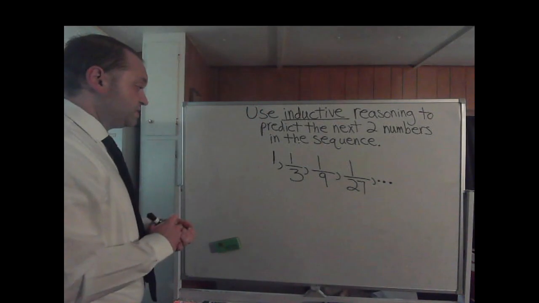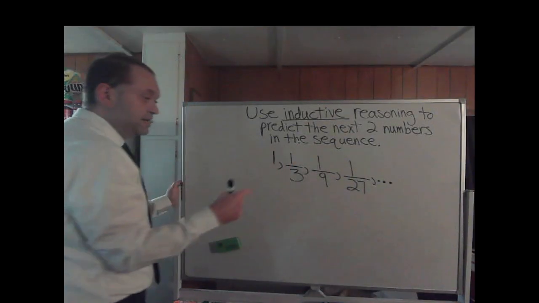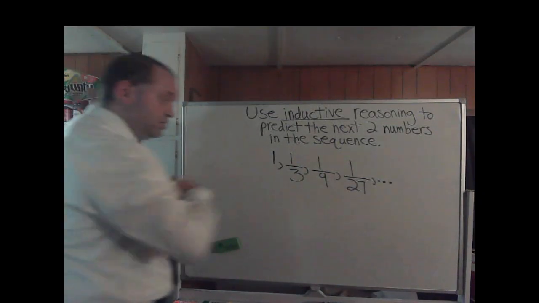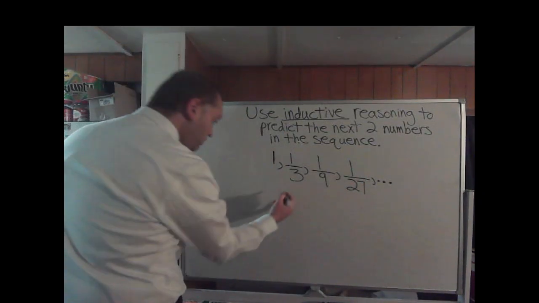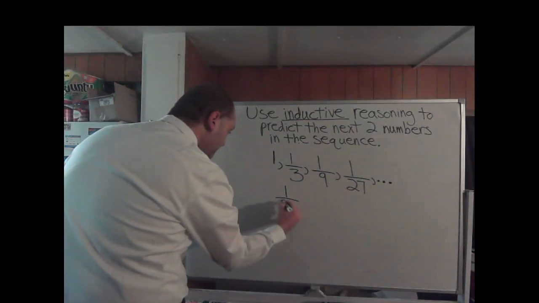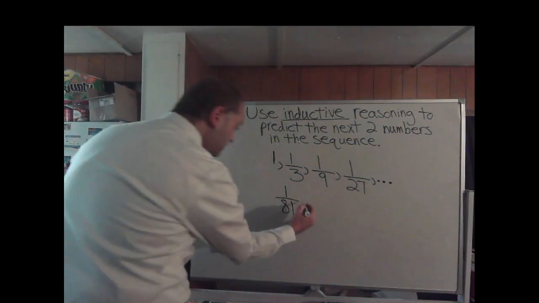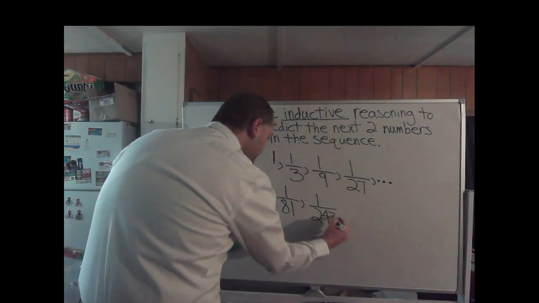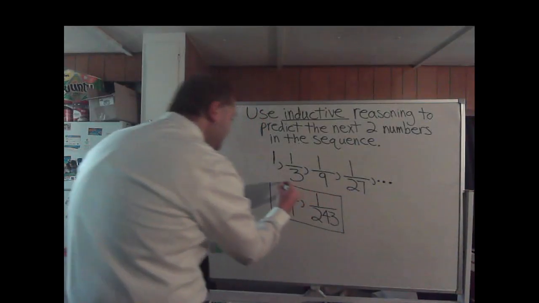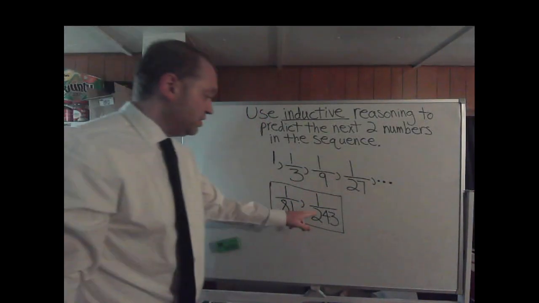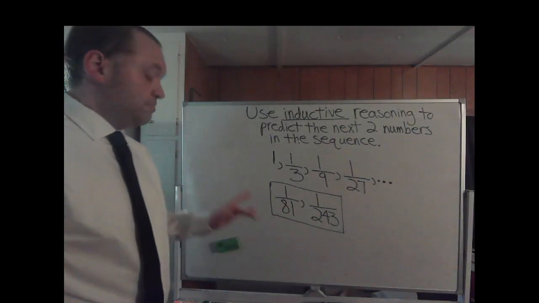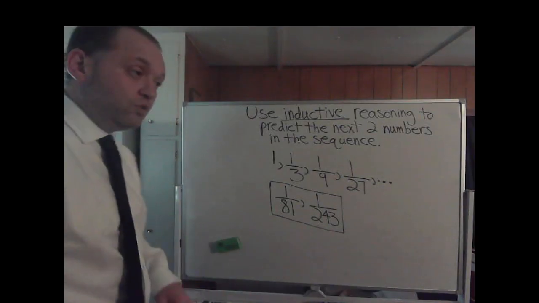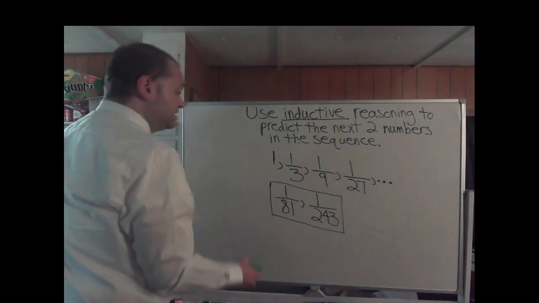If we notice, from the first number to the second number and every subsequent number, you're multiplying the previous number by 1/3. So if we take 1/27th and multiply that by 1/3, you would get 1/81st. Then if you multiply that by 1/3 to get the next number, you would get 1/243rd. So based on inductive reasoning, 1/81st and then 1/243rd would probably be your next 2 numbers in the sequence. But again, we don't really know that for sure, because this is inductive reasoning.